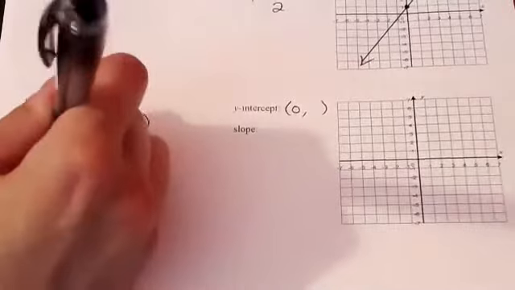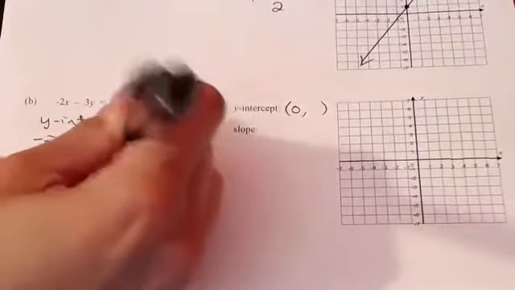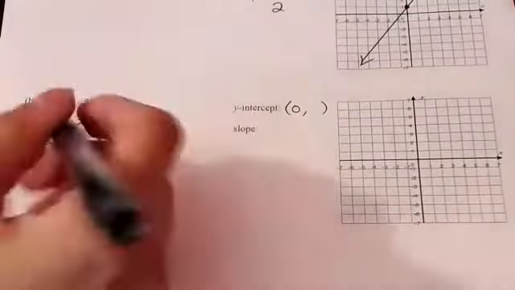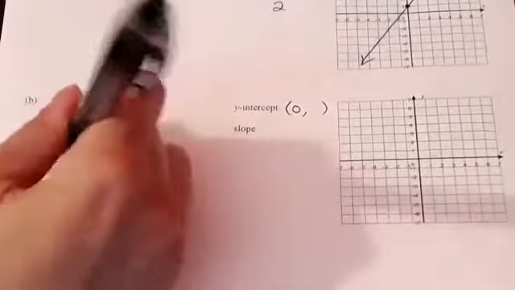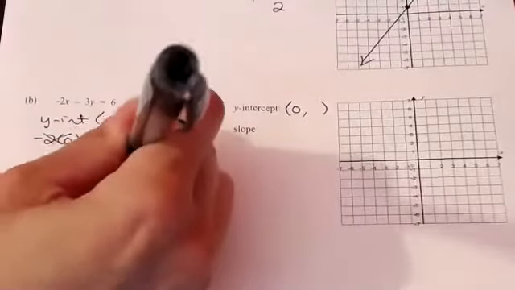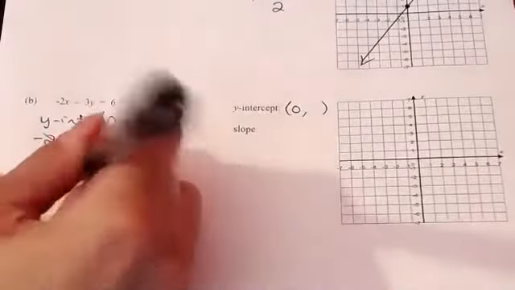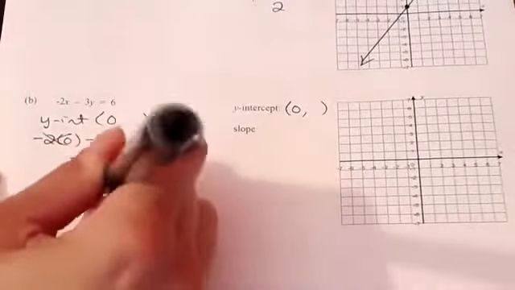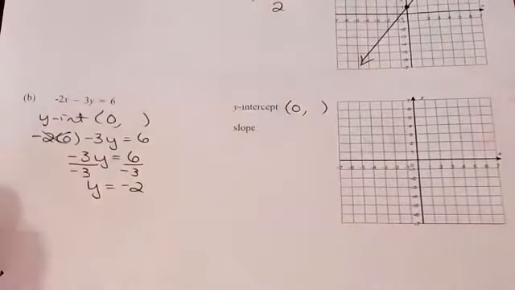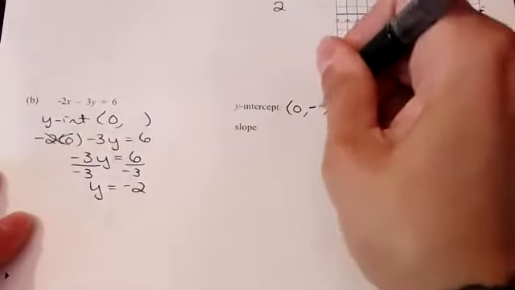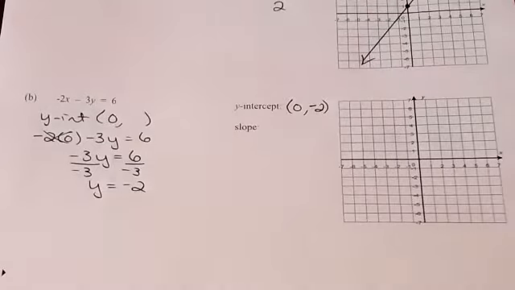So we have negative 2 times 0 minus 3y is equal to 6. Notice that this gives me a 0, so I have negative 3y is equal to 6. And then, of course, if I divide by negative 3, I get that y is equal to negative 2. So just like that, I found my y-intercept, (0, negative 2).